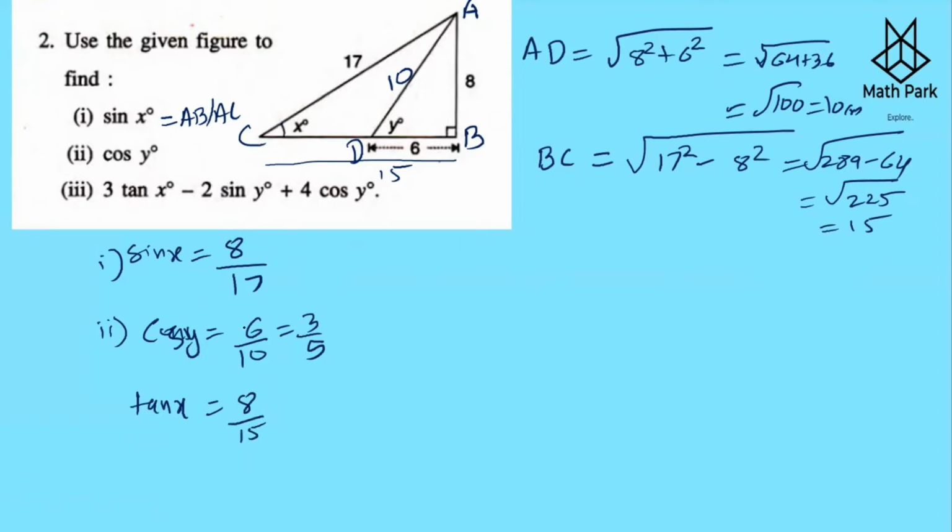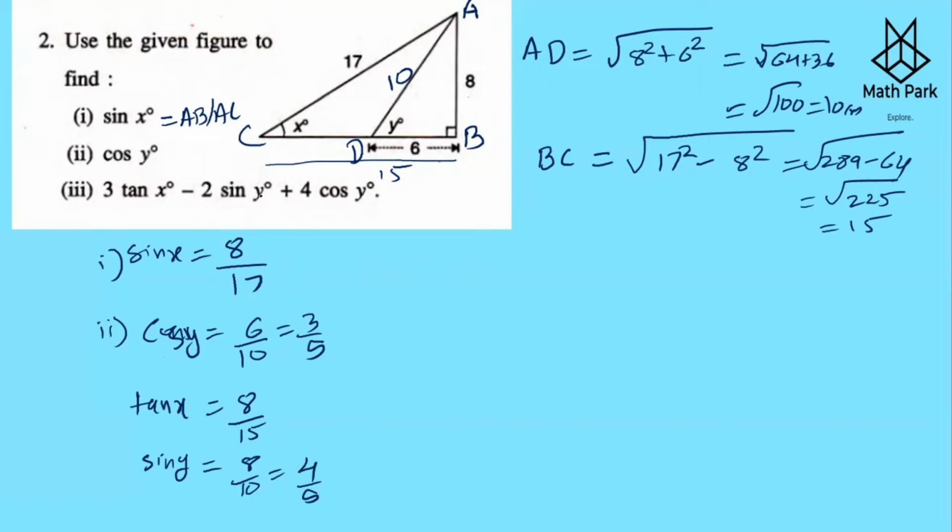Then you have sine y is equal to opposite by hypotenuse, which is sine y is 8 upon 10. So that is 8 upon 10, which is, we divide by 2, you get 4 upon 5. You got sine y. Then we want to have cos y, which we have already calculated.